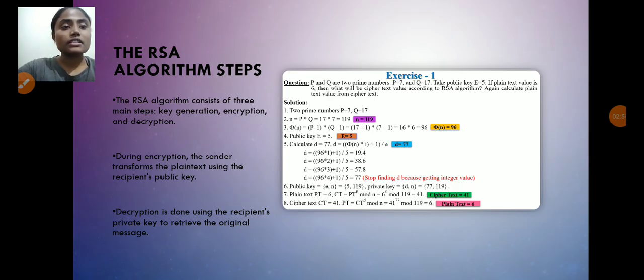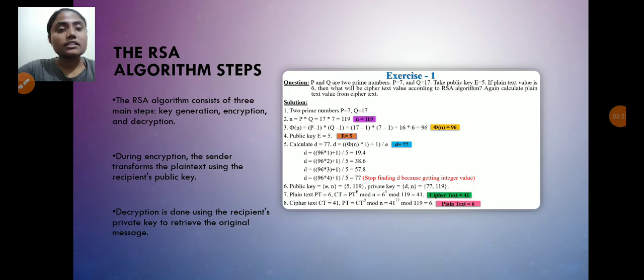So now let us solve a problem to understand RSA. Here is the question. P and Q are two prime numbers where the P value is 7 and the Q value is 17. The public key E equals 5. If the plain text value is 6, then what will be the ciphertext value according to the RSA algorithm? And again calculate the plain text value from the ciphertext.